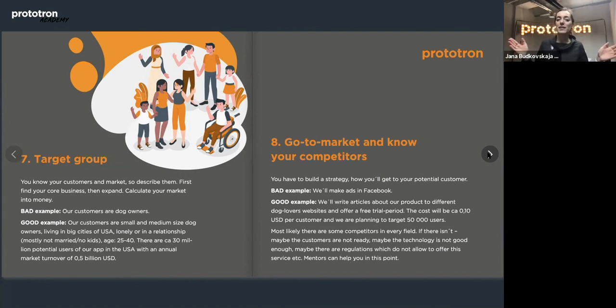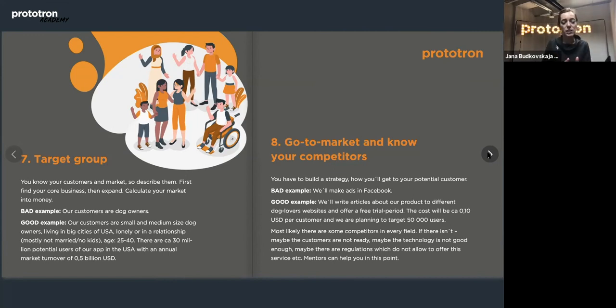It seems already very specified, but when we talk about this online dog food delivery system, you should understand that the real target group is very specific. Their customers are small and medium-sized dog owners, those who do not need big bags of food. They live in the big cities of the USA. They are lonely or in relationships, but very often not married and without kids. So this small dog is their best friend.